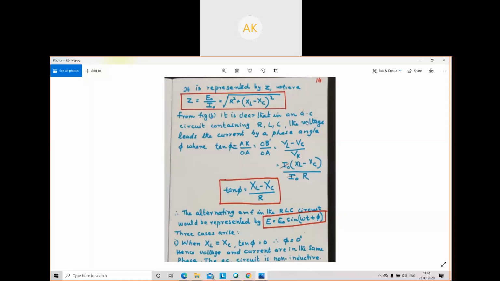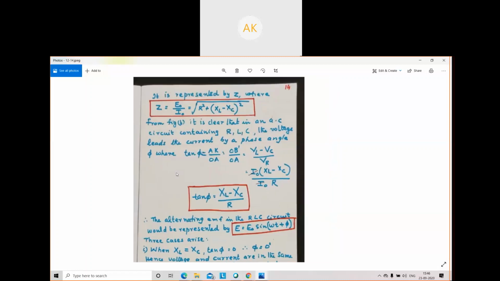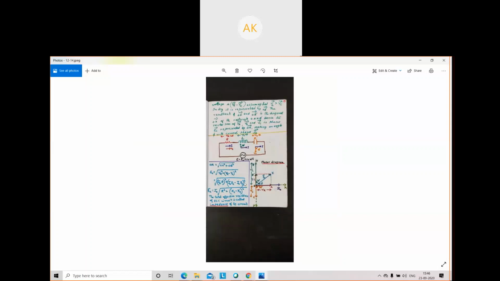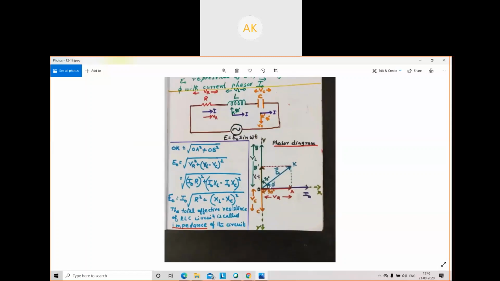From the figure, it is clear that in an AC circuit containing R, L, C, the voltage leads the current by a phase angle phi. Have you seen this diagram? Here the diagonal gives the resultant voltage E0. It has a phase angle of phi with respect to the current, and it is leading. Voltage is leading, in the anti-clockwise direction. So the EMF is leading by a phase angle of phi.